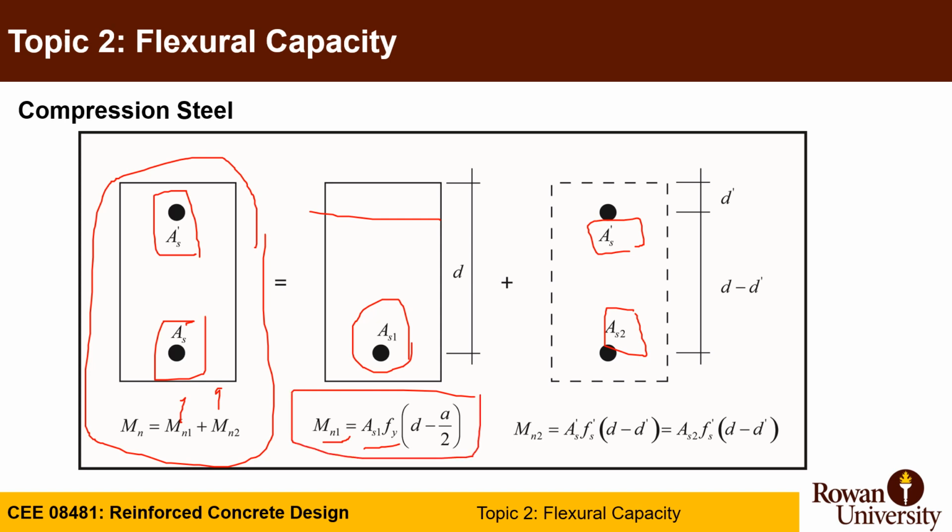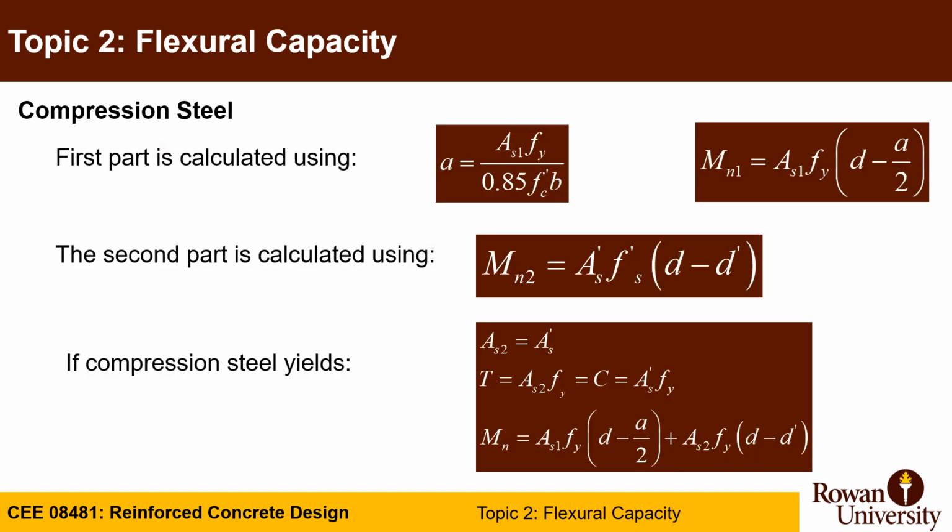However, Mn2 will be AS dash Fs dash times D minus D dash. You need to know that D dash is the distance now from the top or the compression fiber to the compression steel centroid, and Fs dash is the stress in the compression steel. We need to know if it's yielded or not, unlike the tensile steel, which has to be yielded. So let's get started. The first part that you're going to calculate is A. In this case, A will be equal to AS1 Fy divided by 0.85 F prime C B, assuming that you have to get AS1.